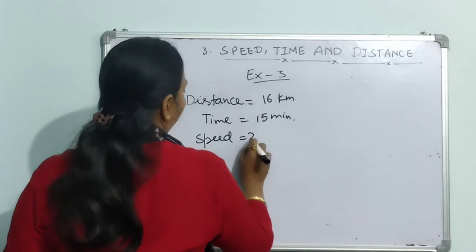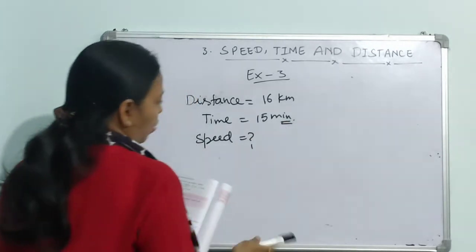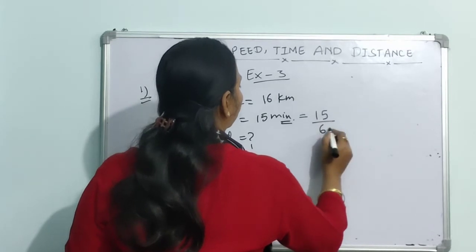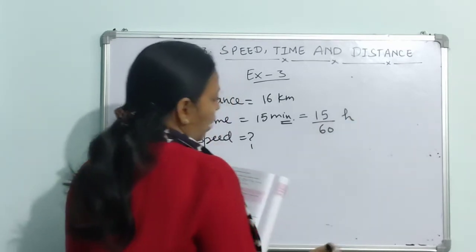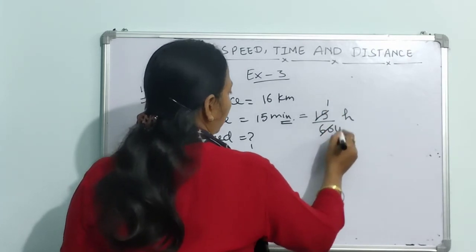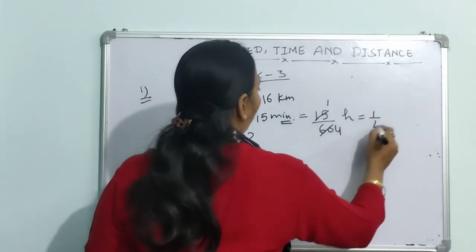So first we will change this minute into hours. How to change this minute into hours? You all know 15 by 60. Then it will be converted into hours. Now simplify: 15 ones are 15, 15 fours are 60. So 1 by 4 hours.